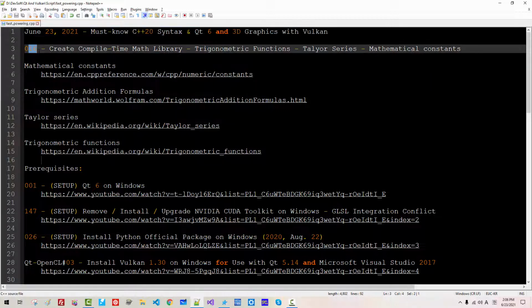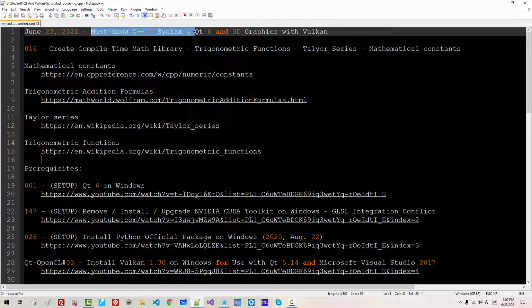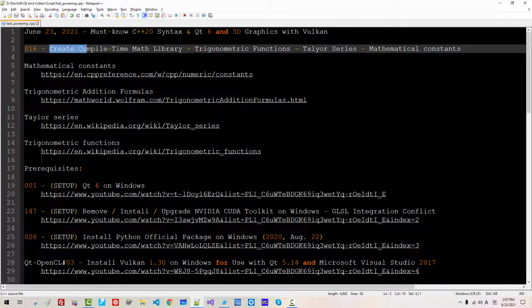This is my 16th episode about must-know C++20 syntax and Qt6 3D graphics with Vulkan. In this episode, I will explain how to create a compile time math library. We will implement the sine function and cosine function of trigonometric functions. We will be using Taylor series. We will use mathematical constants.